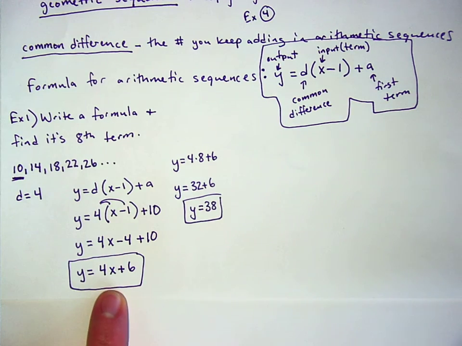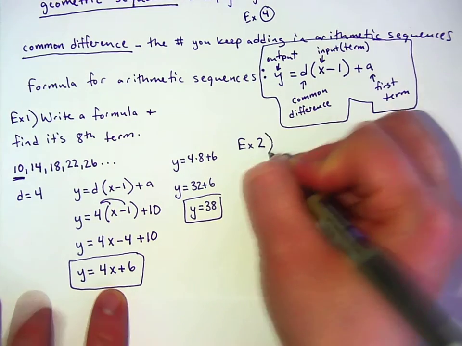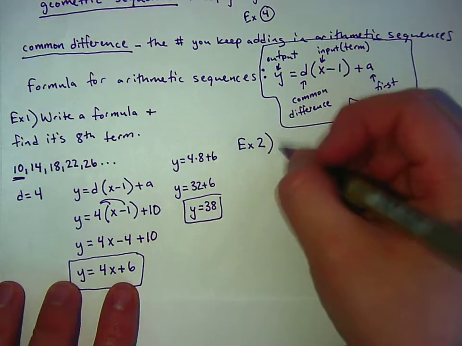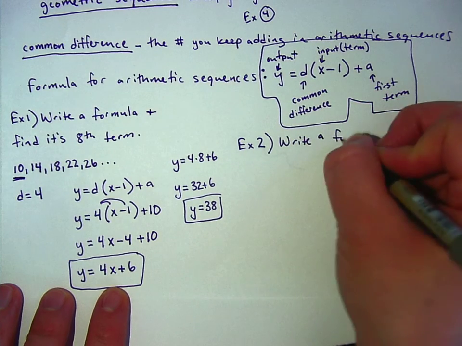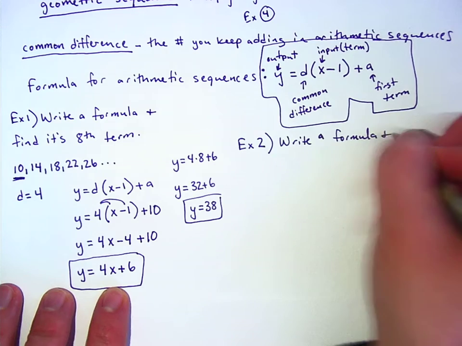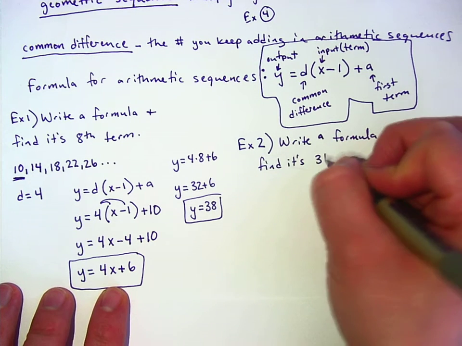Now, is this easier than just writing the next 3 terms? No. So you have to kind of decide for yourself when it's easier or when it's not. For example, here's a time when it's not. All right, we're going to do one more example. Write a formula and find its 31st term.